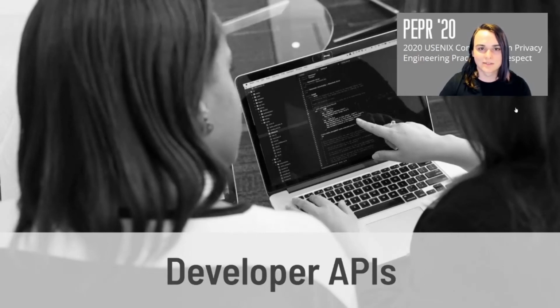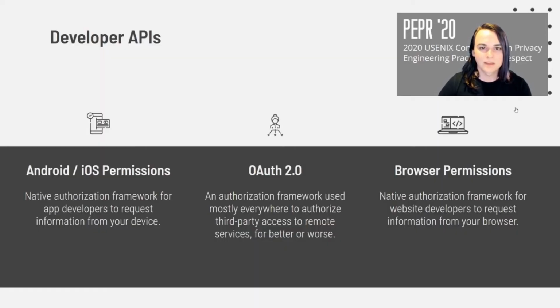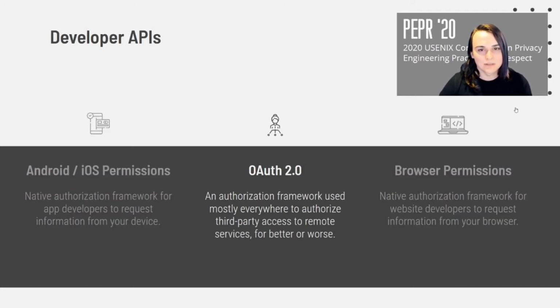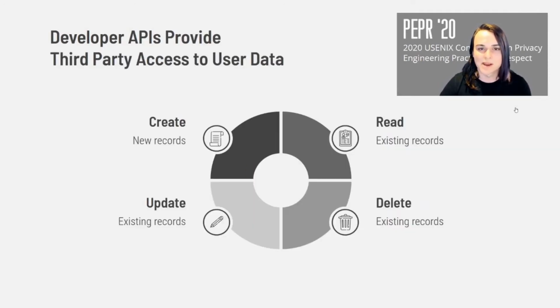Developer APIs. So there is a lot of different ways to authorize users. I'm going to loosely describe what it means to be an OAuth provider, but I'll let you know the same principles can be applied elsewhere. Now, developer APIs basically provide third-party access to user data, and typically through resources that allow you to either create, read, update, or delete records.